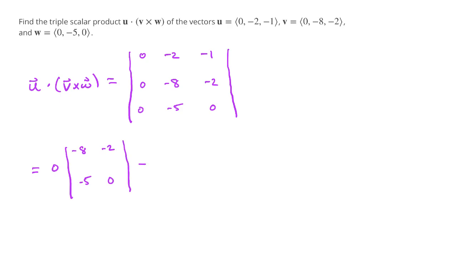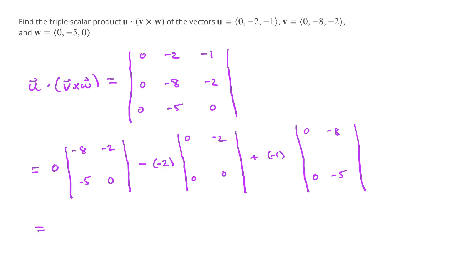And so our next entry is going to be -2 times the determinant that we get in ignoring the first row and ignoring the second column. So that gives us the values of 0, -2, 0, and 0. And then finally, for our third entry, we have our value of -1, so we're back to positive, -1, times the 2x2 determinant that we get in ignoring the first row and the third column, which gives us 0, -8, 0, and -5.